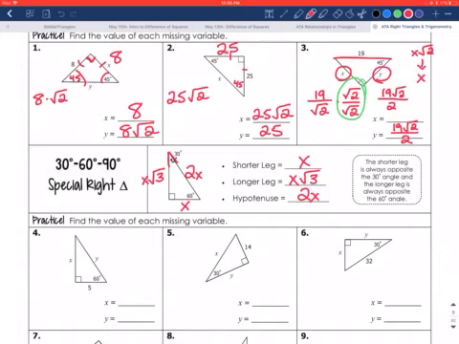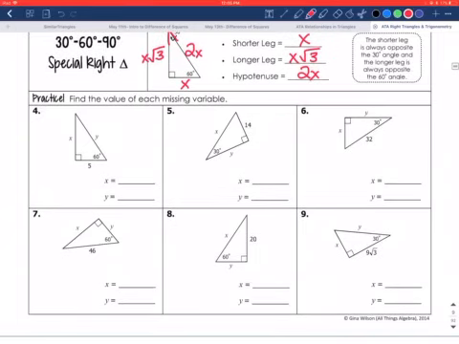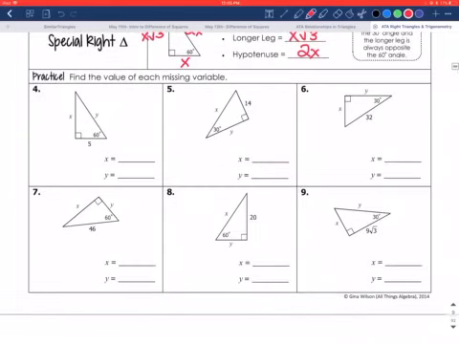I'm not going to take the time to prove that to you. I could. You can look up a YouTube video as well if you want to, if you're really curious. I mean, you got plenty of time. But I'm not going to prove it to you right now in this video. So for number 4, they gave us the smallest leg here. That's 30 degrees. So the smallest leg is opposite of that.